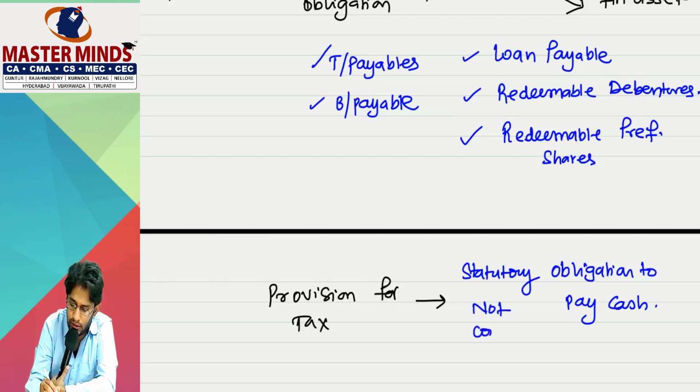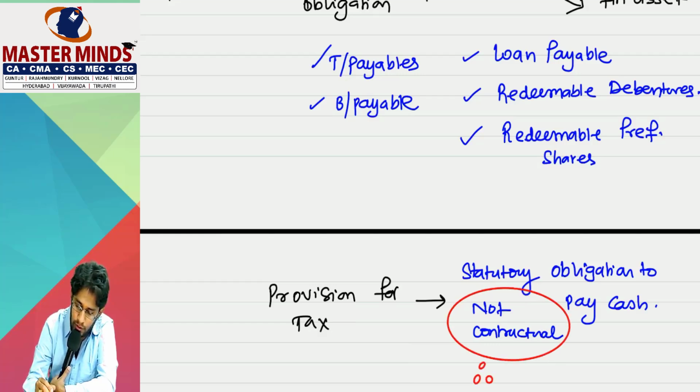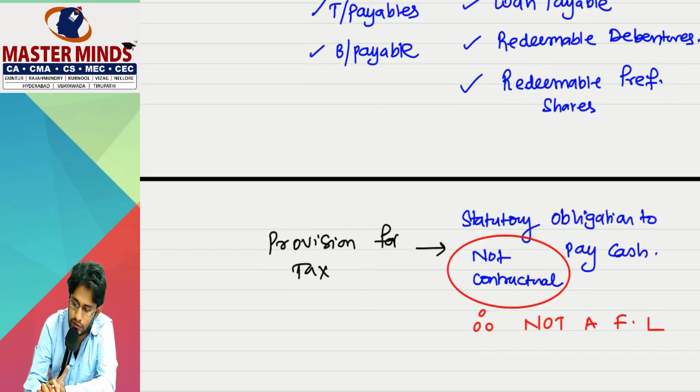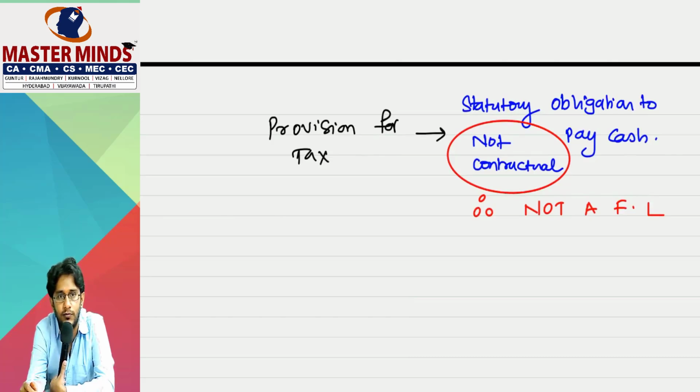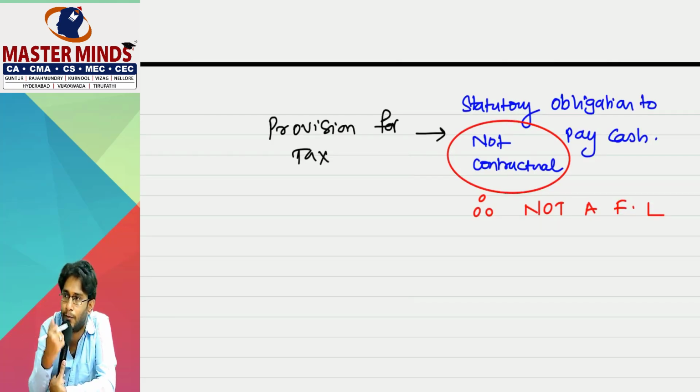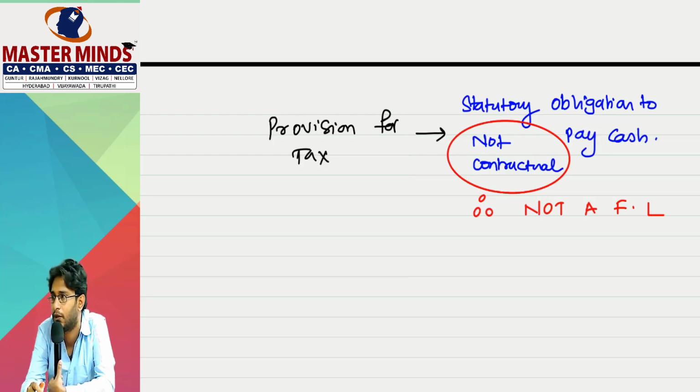But not a contractual obligation. Therefore, not a financial liability. The same goes with income tax refund receivable also. Income tax refund receivable represents a right to collect money back from the income tax authority. But that right is coming because of a law, not because of a contract. Are you clear here? Right.